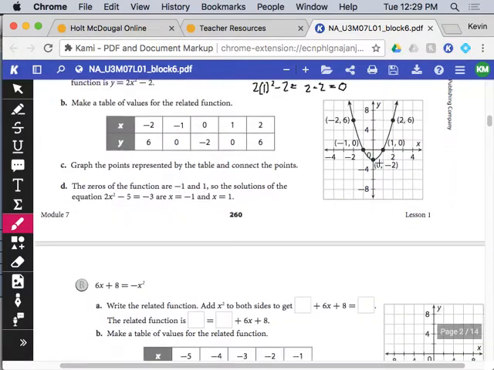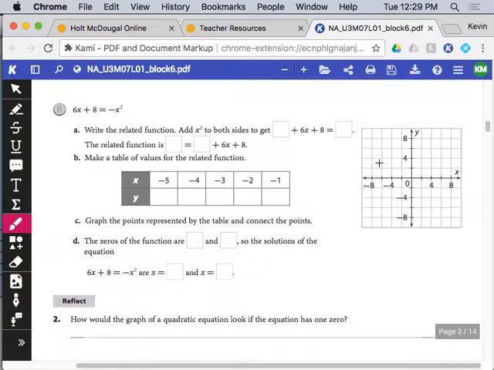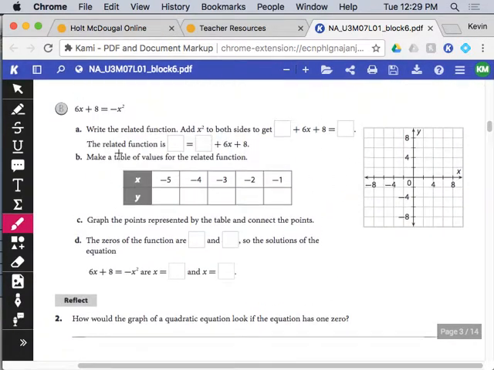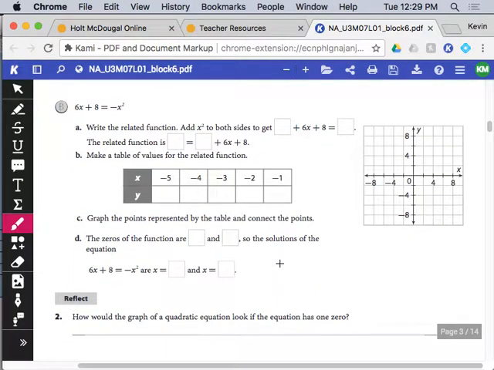No. All right. So we're going to go ahead and do part B now, and then you're going to have a chance to do it on your own. So part B, we have this equation, 6x plus 8 equals negative x squared. But I have to get a 0 on one side, so in order to do that, I'm going to add x squared to both sides. And I end up with x squared plus 6x plus 8 equals 0. See? And that's a quadratic function that equals 0. The related function is y equals x squared plus 6x plus 8.